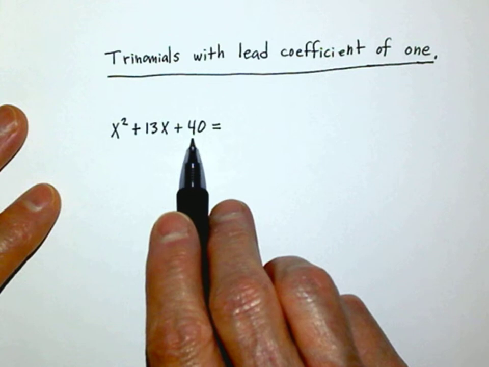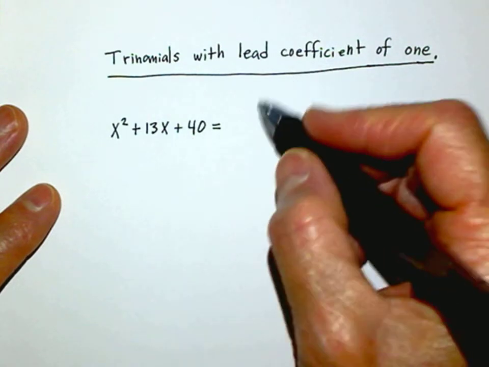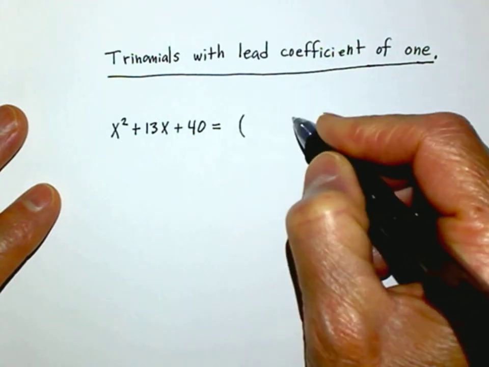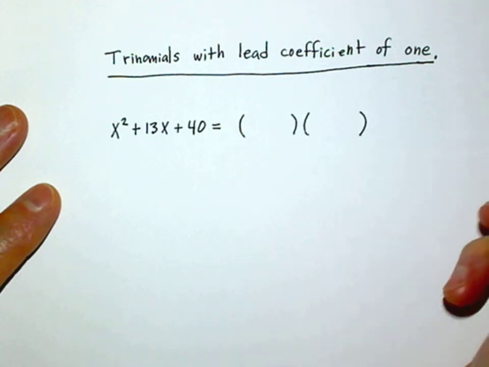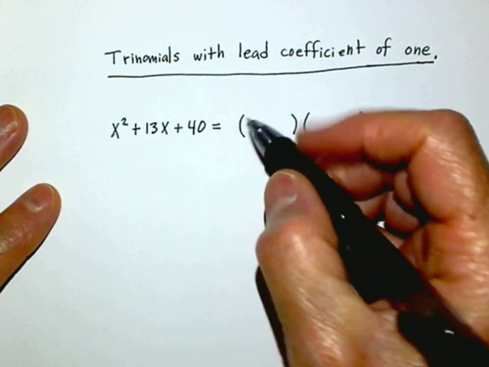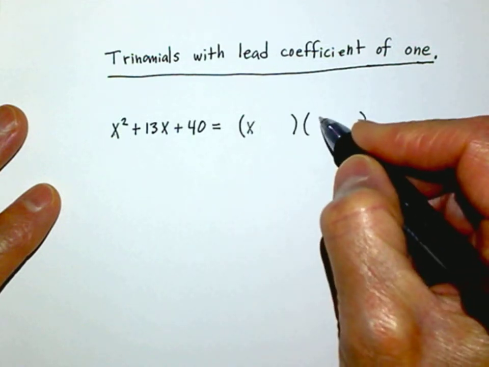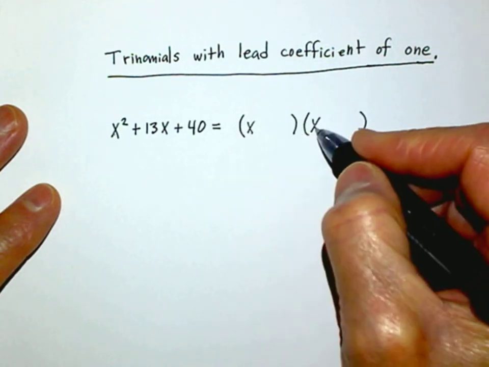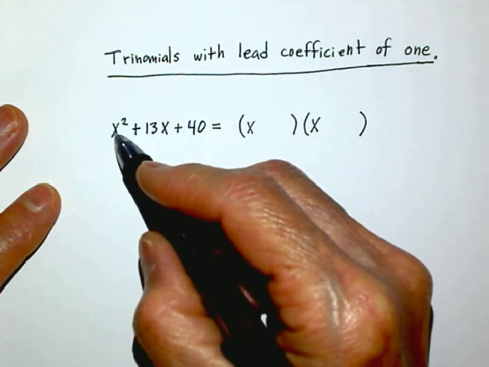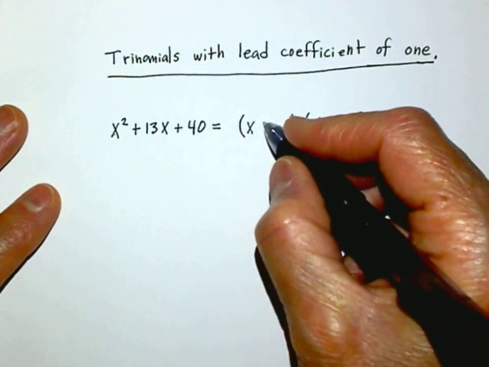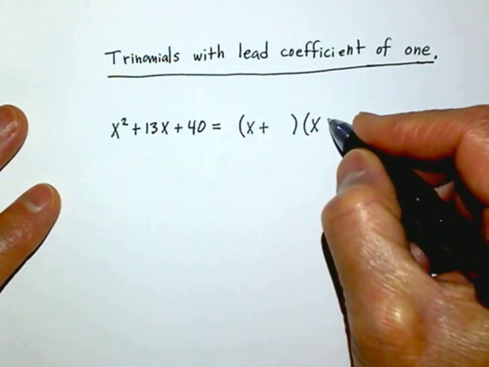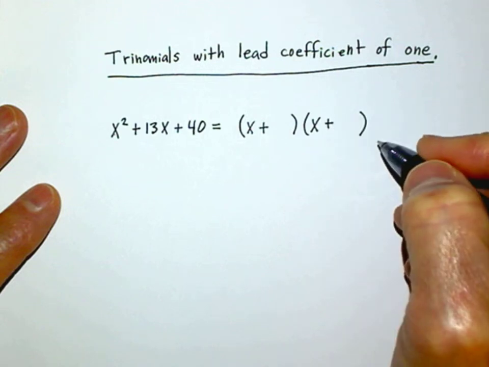We know that trinomials with the lead coefficient of 1 break down into two sets of parentheses. We know that we will have an x in the front of each set of parentheses because x times x will give me x squared. If all the signs are positive, these will both be positive.